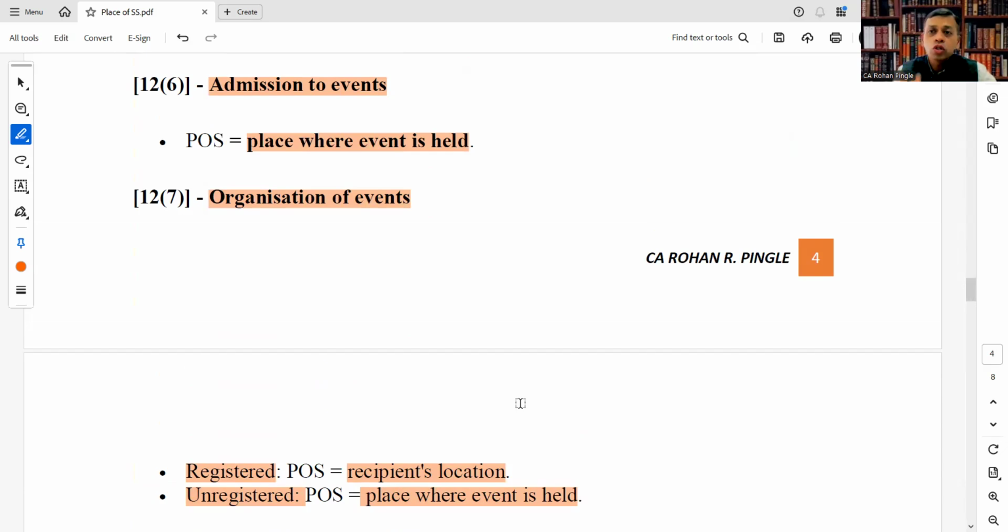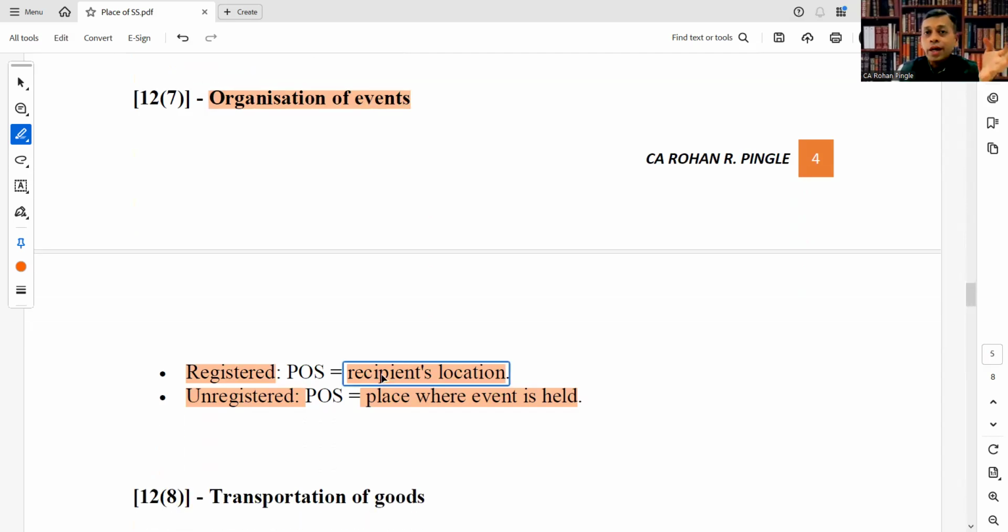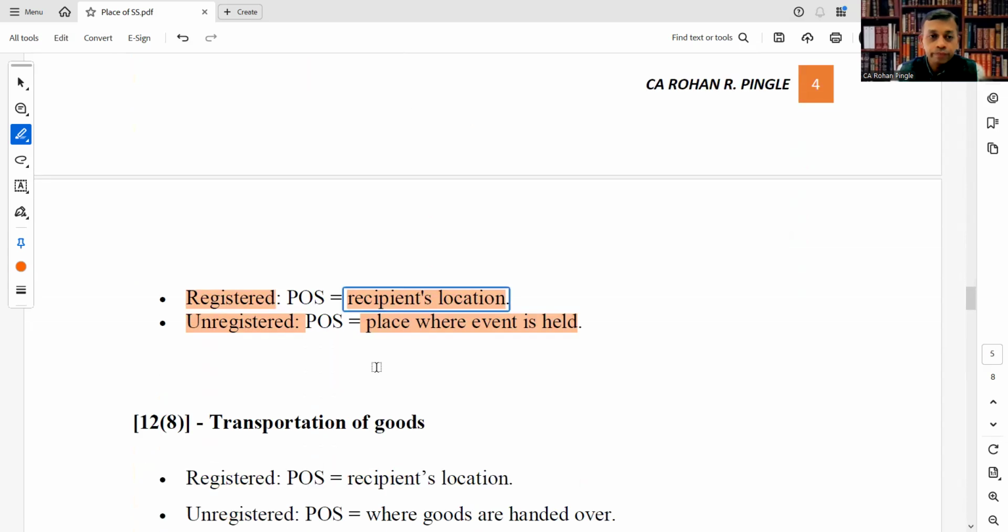In case of admission to events, the place of supply will be the place where the event is held. No two scenarios of registration there. But in case of organization of events, that is the service of organizing events, like an event manager in most of the cases, if the recipient is registered, then the place of supply would be the recipient's location. In case of unregistered recipient, then the place of supply would be the place where the event actually is.